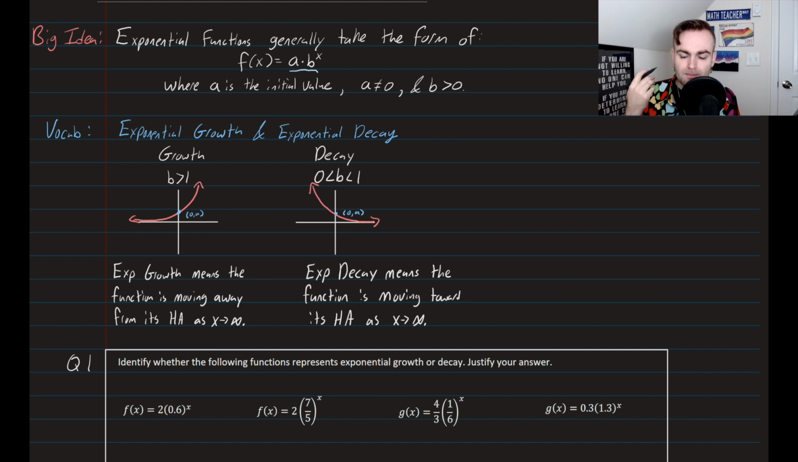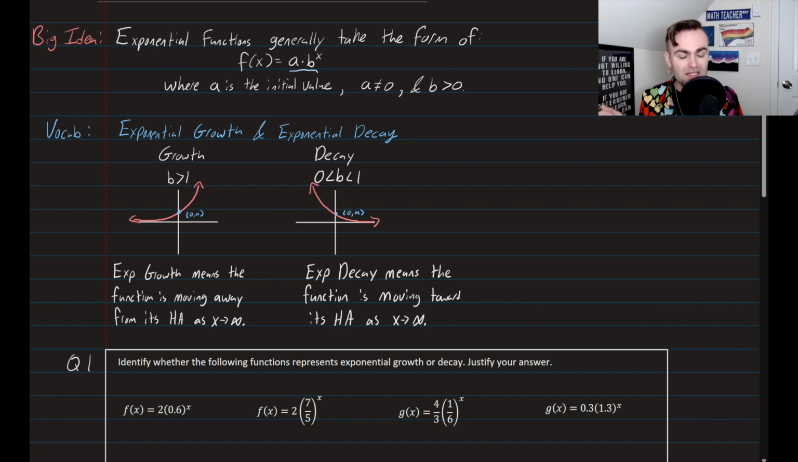I like to think of growth instead of saying that something is increasing over time. Growth means that on the right side of the graph, as x tends towards infinity, the function itself is going away from its horizontal asymptote. So it's getting further away from the x-axis by default, but if we shift that horizontal asymptote, then it's getting further away from that. Decay means that it's getting closer and closer to it as x is approaching infinity. So we have these ideas here.